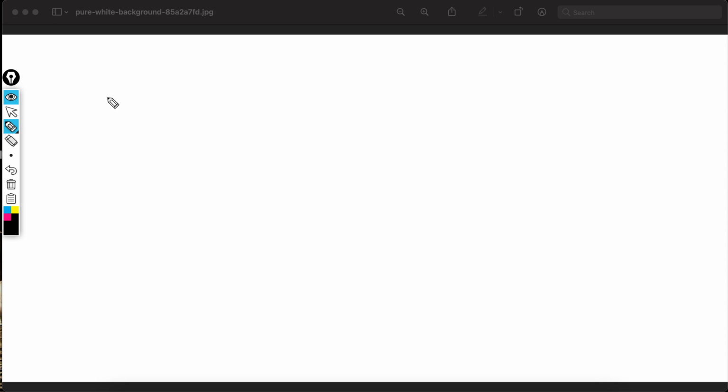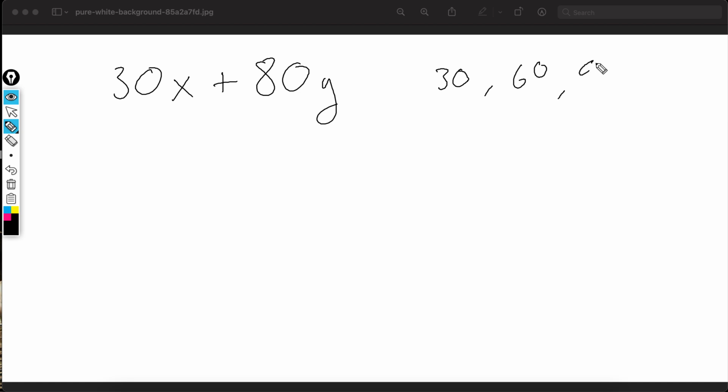Let's try another one. I'm going to start making them a little bit harder. Let's do 30x plus 80y. That looks like a G, but it's a Y. So you're like, okay, well, what number times what number gives us 30? Think about it easy. If you can't do 30s, because look, 30s, 60s, 90s. Oh, that clearly didn't work, right?